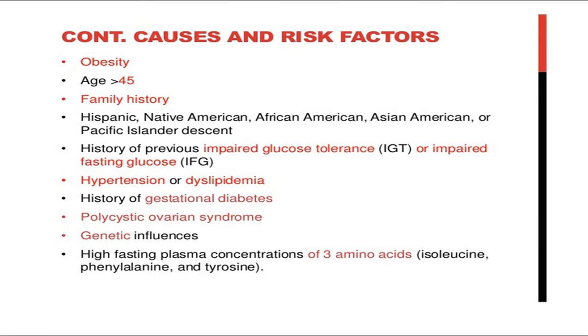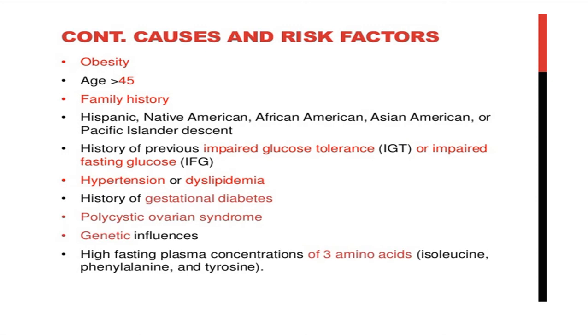Other risk factors are obesity, age more than 45 years, family history, so Native American, African American, Asian American, or Asian African descent people have more predisposing risk factors for the development of diabetes. History of previous impaired glucose tolerance or impaired fasting glucose.